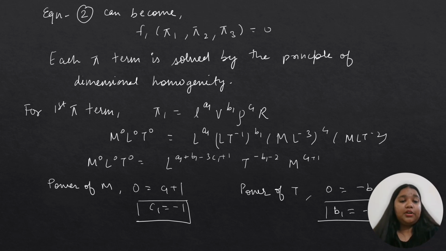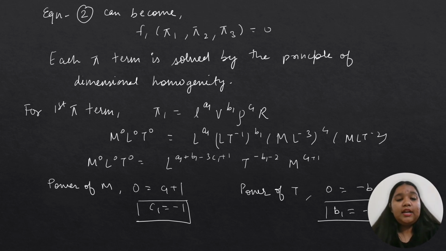For the first pi term, we will take pi1 equal to L^A1 V^B1 rho^C1 R. Now on the left hand side, for pi1, the power of all the dimensions is 0, so we will write M^0 L^0 T^0. On the right hand side we will write the dimensions of each variable with the power as given in the pi term. In the next step we will combine all the powers of each dimension on the right hand side, that is M, L, and T.